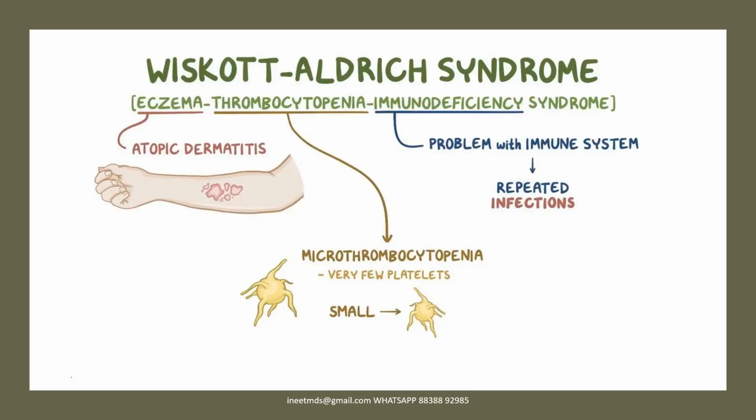Now, there is something called Wiskott-Aldrich syndrome. Wiskott-Aldrich syndrome is a thrombocytopenia which occurs because of an immunodeficiency syndrome. The patient will have both quantitative and qualitative defects in the platelet. So, this is a thrombocytopenia where the platelet count is decreased and the platelet quality is also altered, which means the platelets are smaller in size and lesser in number. Just remember that phrase: both quantitative and qualitative defects in the platelet lead to Wiskott-Aldrich syndrome. It is again another type of thrombocytopenia.